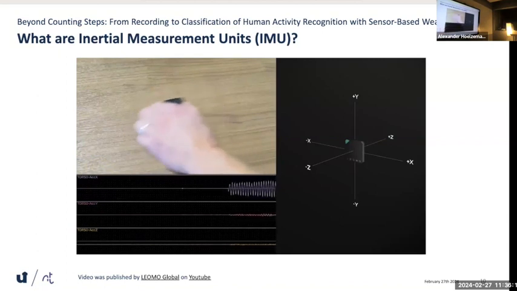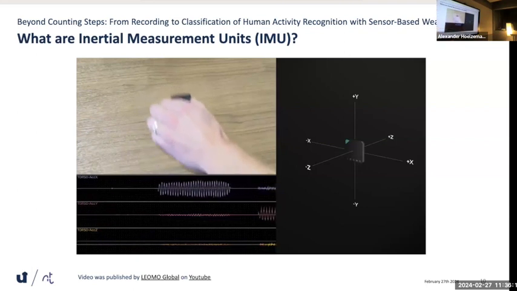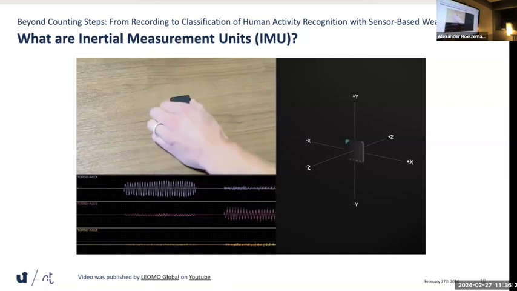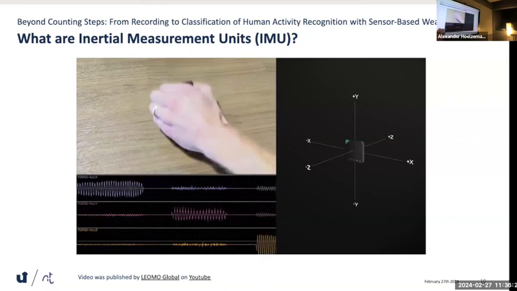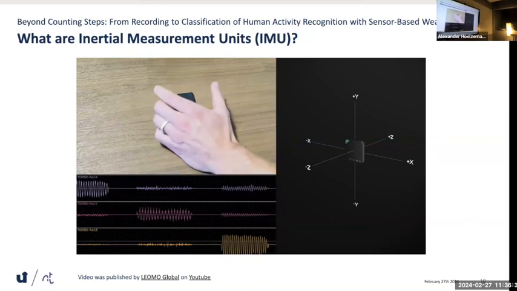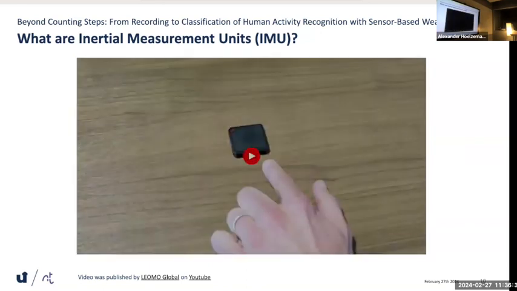This video has actually been released by a company called Leomo, which is from Boulder. I think they have an office here, and they are producing these sensors. You can see here that the person is shaking the sensor along all three axes of the sensor. So we have X, Y, Z axis. And you can see whenever the person is shaking along one specific axis, that we have more activity on that axis. And this is basically how the data looks like that I'm working with.